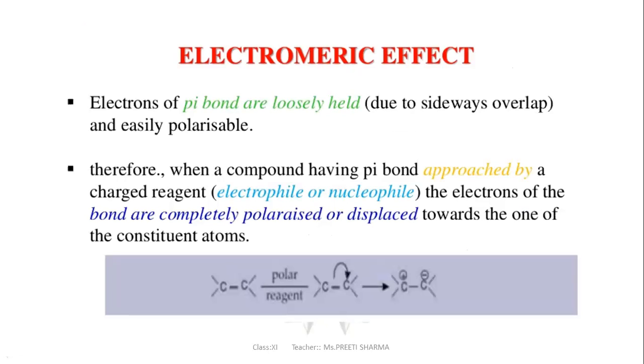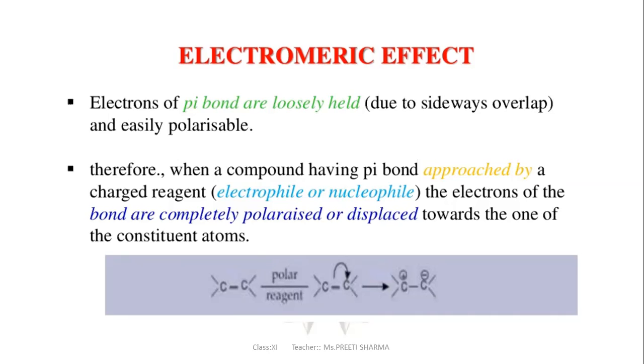Now electromagnetic effect. Electromagnetic effect is another effect of electron attracting tendency or releasing tendency. It is a temporary effect which operates in organic compounds. Students see, it operates in a multiple bond which contain double bond or triple bond. It is a temporary effect and it occurs whenever an attacking species attacks the molecule. And as a result, one pi electron pair of multiple bond gets completely transferred to one of the bonded atoms.